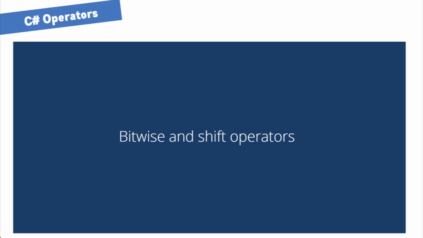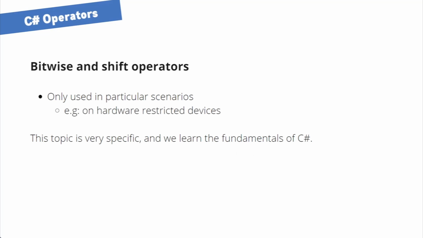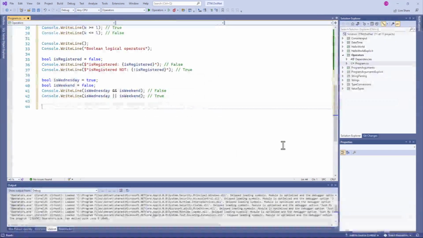Bitwise operations and shift operations are used in a particular scenario. For example, in hardware programming with restricted devices, you can save memory using bitwise operations. However, this topic is very specific, and since we want to learn the fundamentals of C#, we skip those operators in this lesson.